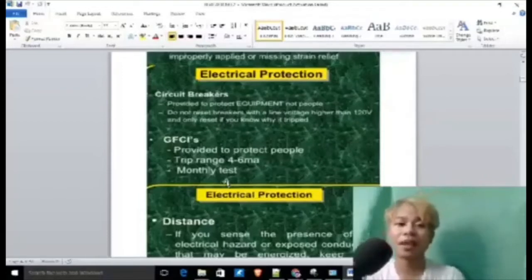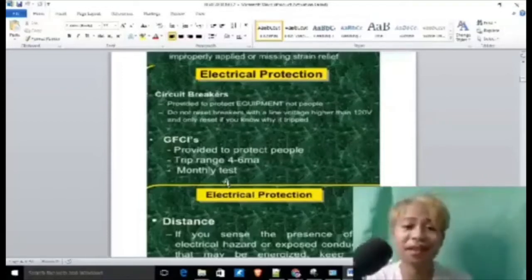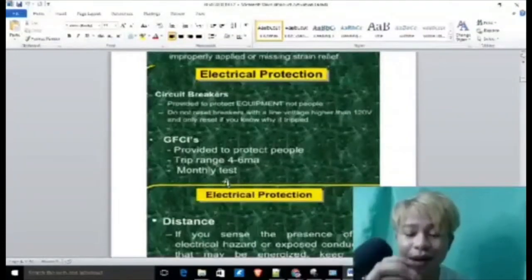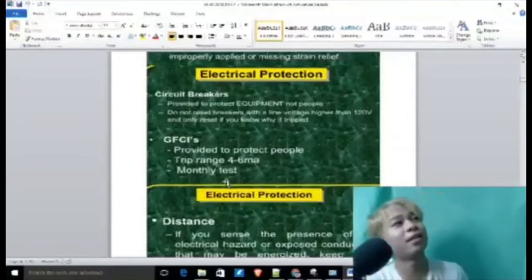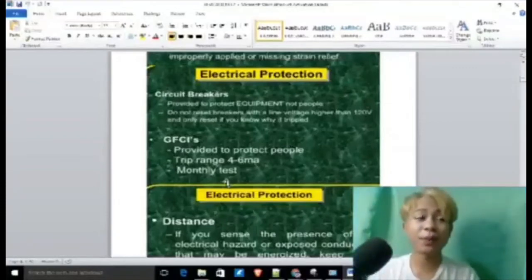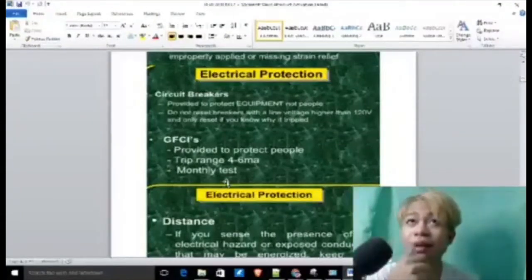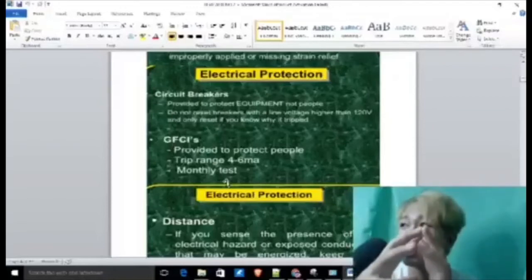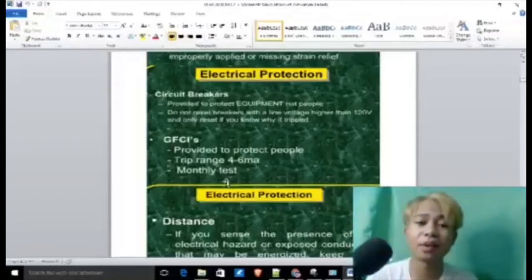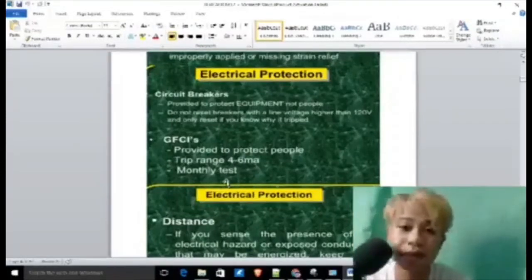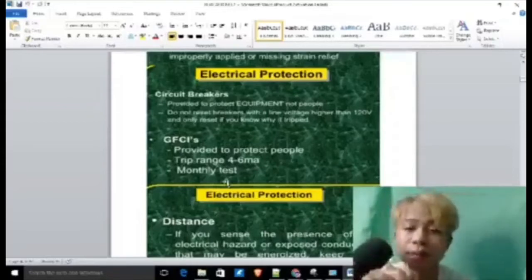Electrical protections, circuit breakers. So we are all familiar with these circuit breakers. Here in our house we have circuit breakers. Last week I installed some with my father. We installed circuit breakers for my room, because I have a lot of outlets here for my Wi-Fi. So I had to take a breaker in my room for the electrical protections.